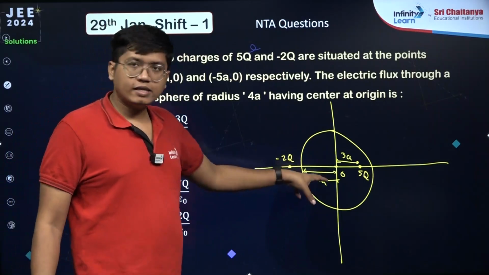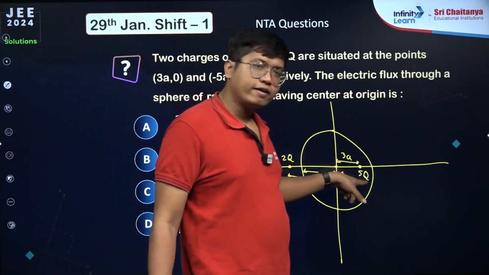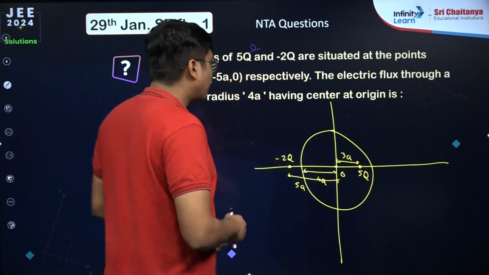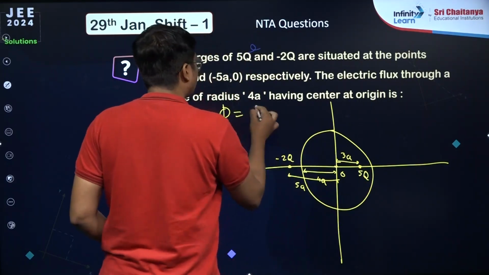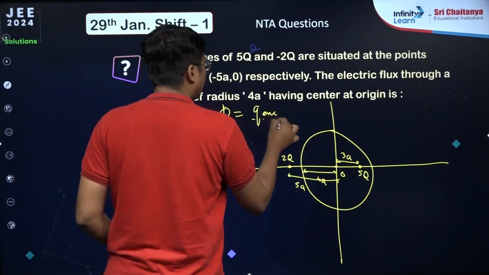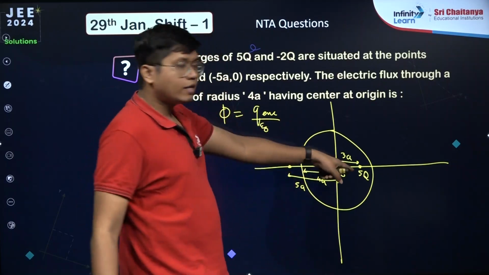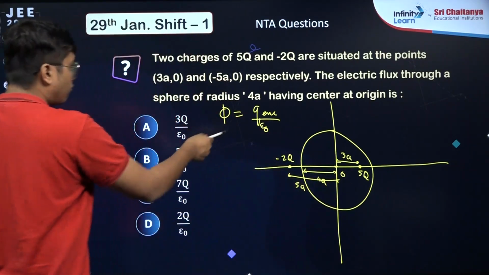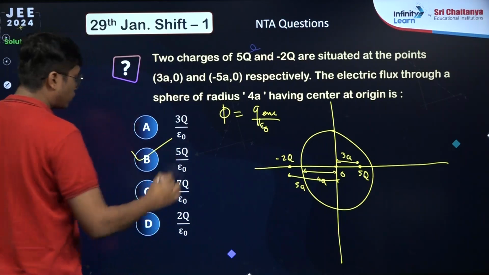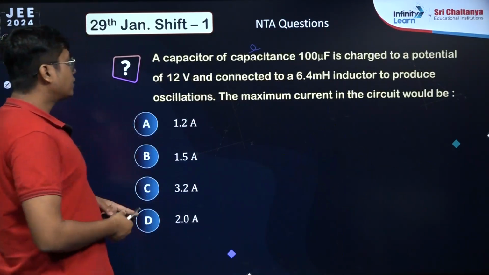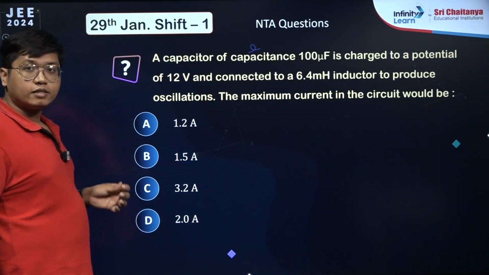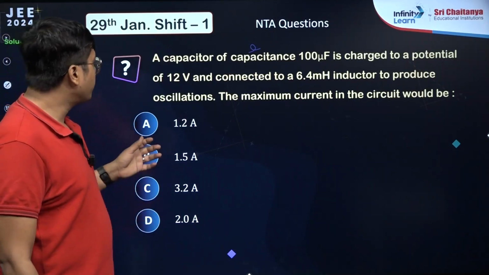So you see the charge enclosed is only 5q. And we know the flux is equal to the charge enclosed by epsilon naught. Since it's only the 5q charge enclosed, the flux is 5q divided by epsilon naught. It is option B.